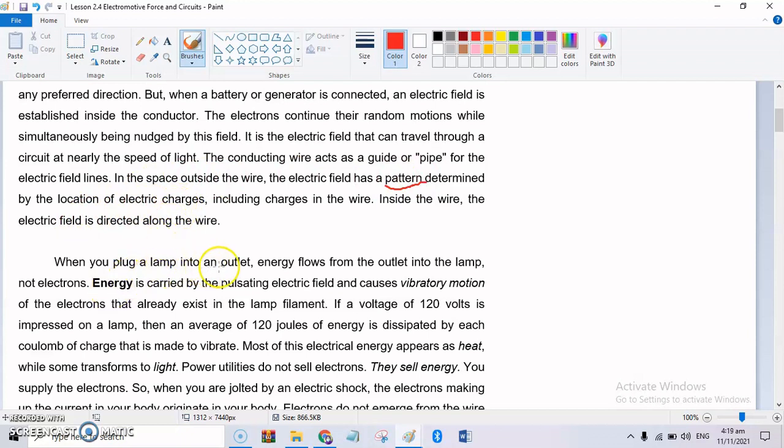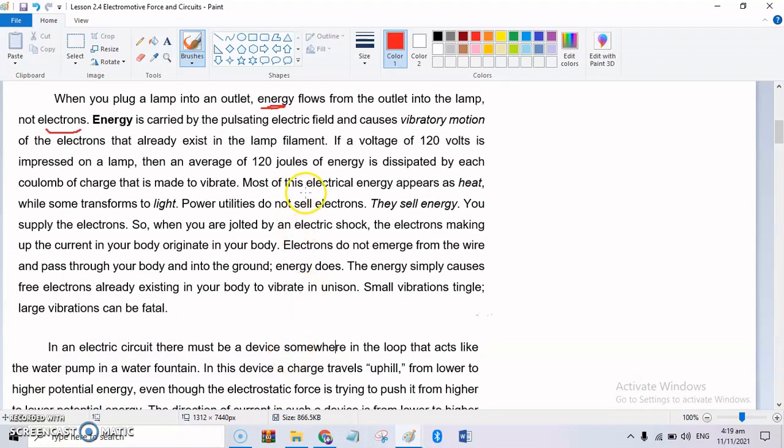When you plug a lamp into an outlet, energy flows from the outlet into the lamp and not the electrons. Energy is carried by the pulsating electric field and causes vibratory motion of the electrons that already exist in the lamp filament. If a voltage of 120 volts is impressed on a lamp, then an average of 120 joules of energy is dissipated by each coulomb of charge that is made to vibrate. Most of this electrical energy appears as heat, while some transforms to light.